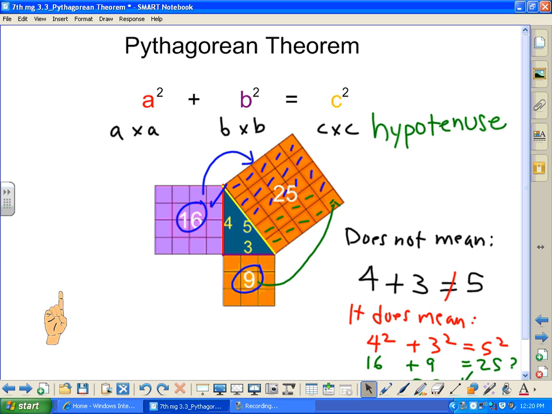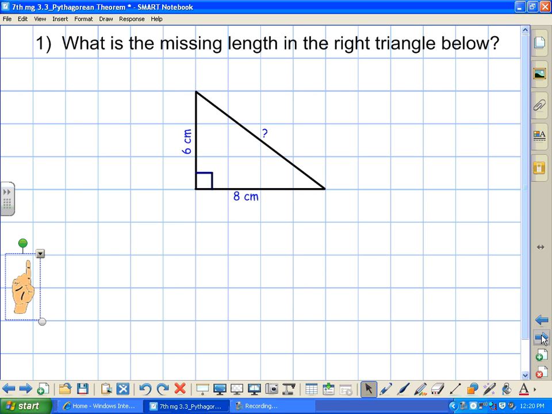And let's see if we can work out some problems here, okay? So here's your first problem. It's asking you, what is the missing length in the right triangle below. Remember, it only applies to right triangles. You do have to have a right angle in here in order for it to be a right triangle. If it does not, the Pythagorean theorem does not work.